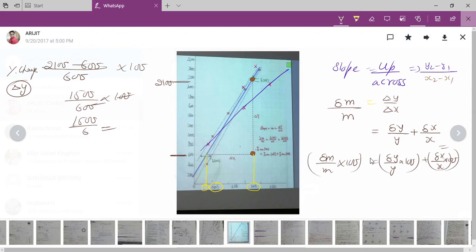Oh, okay. I understand how this one works. So can we move to the next image? Yes, we can.